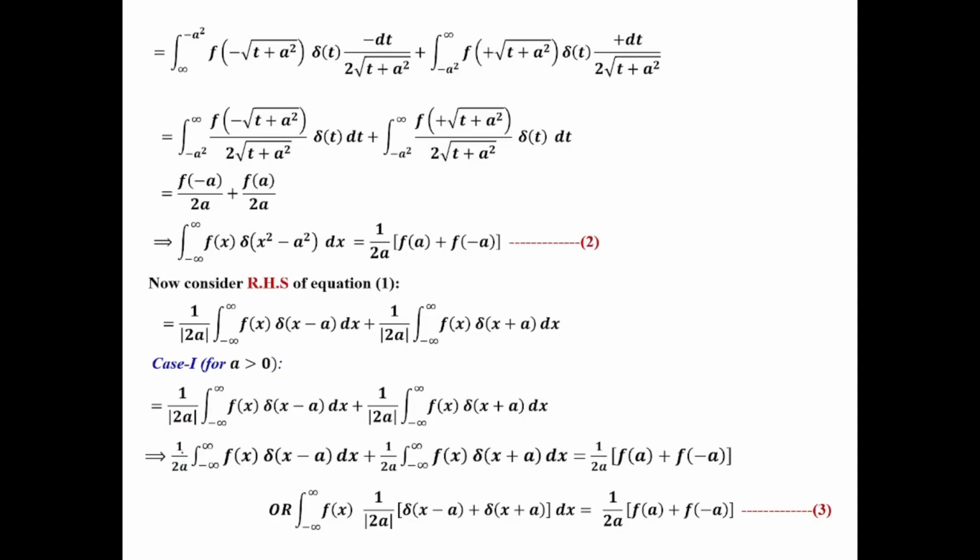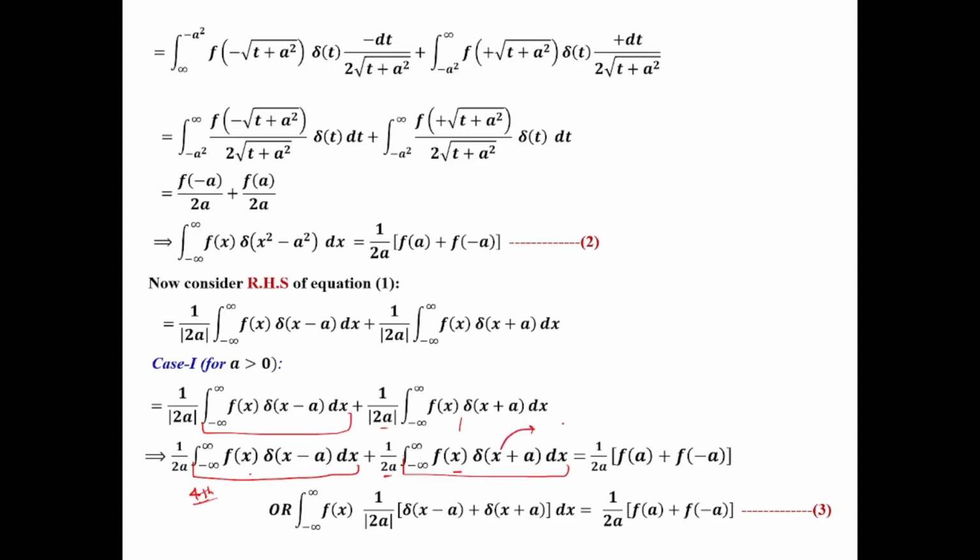So 1 by 2a mod will be 1 by 2a, and the integration same here also written. 2a mod will be 2a, and the integral, the above integral written as such. Now you just apply the fourth property on this integral. This value will be f of a, and this value will be f of minus a.